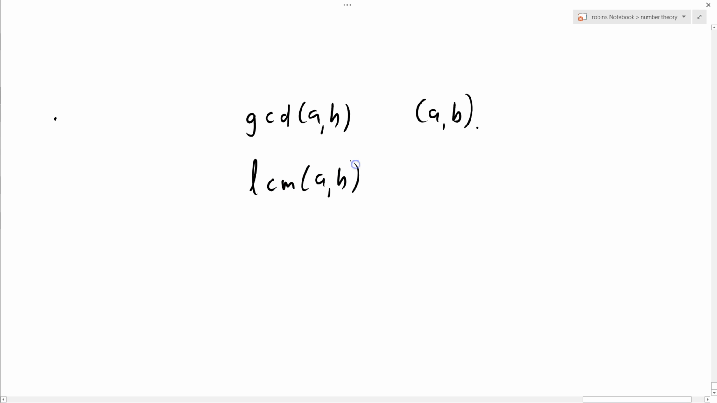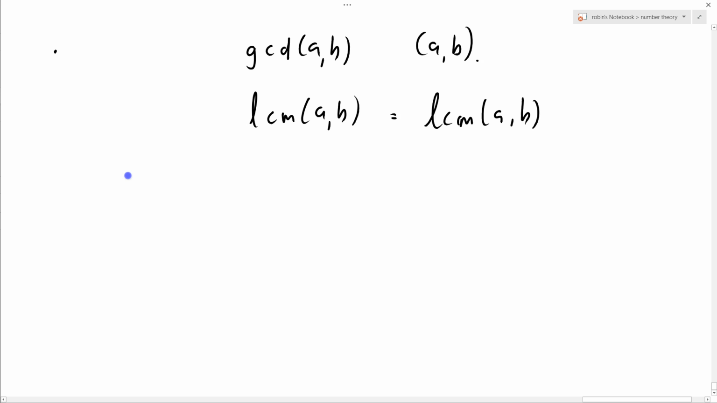Okay, we've covered the greatest common divisor of A and B, written like that. Now I'm going to cover the least common multiple of A, B, which doesn't have a notation, it's just LCM of A and B, like this. And you've seen this for fractions.